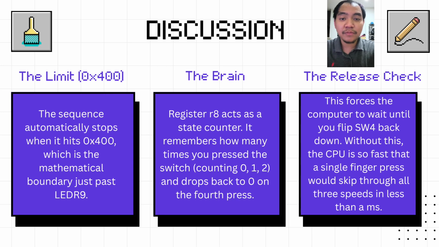To avoid that problem, the program waits until the user turns switch 4 off before accepting the next input. So, one press will only count as one mode change. This makes the program more stable and easier to control. So, overall, the limit 0x400 controls when the LED sequence stops. Register R8 remembers the current speed mode, and the release check prevents unwanted multiple inputs from one switch press. That's all for the discussion, and let's look at the table.